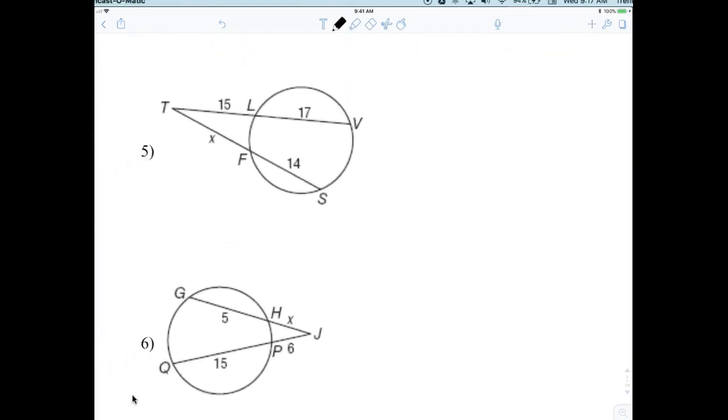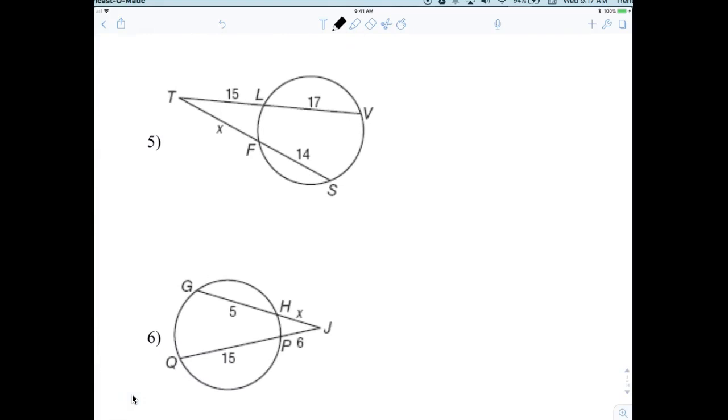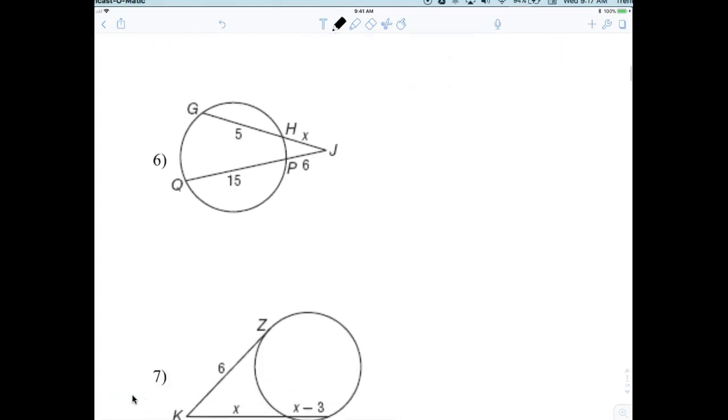All right. So again, number 5 will be set up the same way. 15 times 32 equals x times x. Good. And then practice doing that tonight so you can solve that.